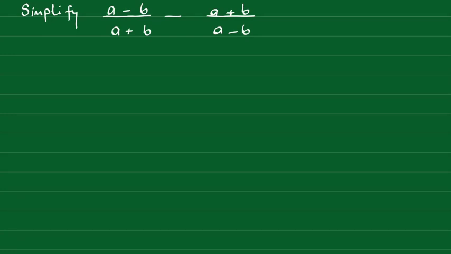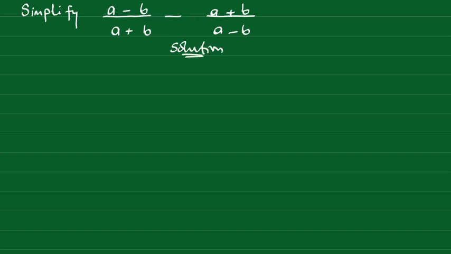All right, welcome. We have this question from JAM 1978, question 19, where we are asked to simplify (a minus b) divided by (a plus b) minus (a plus b) divided by (a minus b). Now, quickly we'll dive into this by writing the solution.